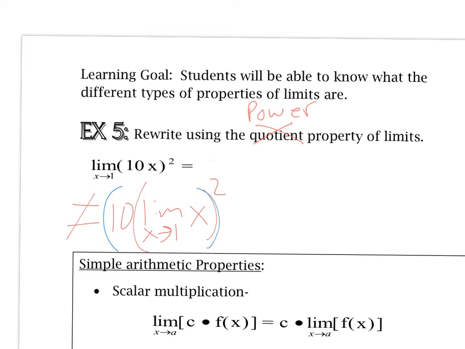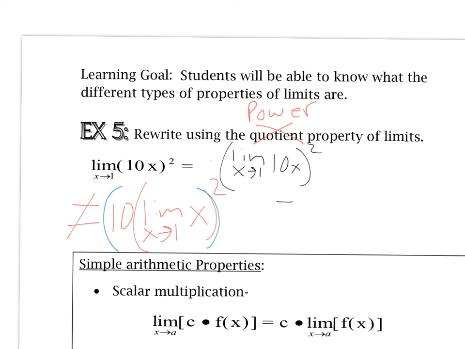So, just to make sure you understand, because that 10 is inside the parentheses, it's very important that we keep it inside there. It's being squared. If you were to square everything first to make it 100x squared, then you could move the 100 out, but just making sure we understand how this works. So if I was to just use the power property, it would just look like this. The limit as x approaches 1 of 10x squared.